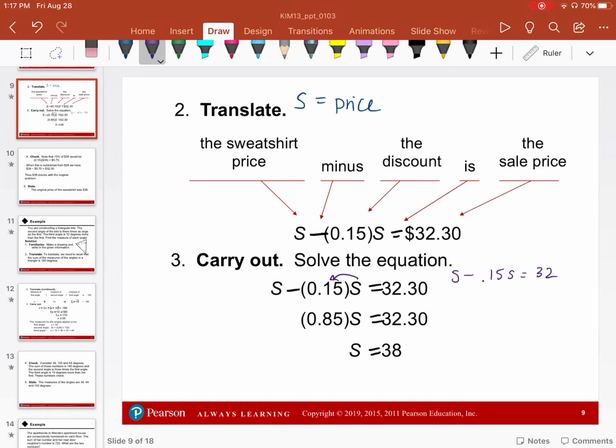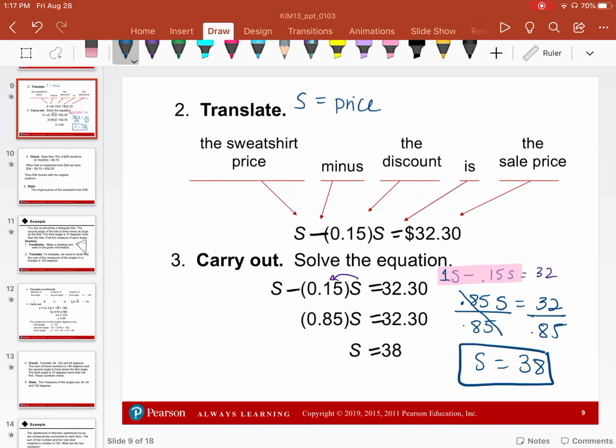Now we combine like terms. We can actually go ahead and subtract these. Think of the first S as a 1. So we have 1S. 1 minus 0.15 gives us 0.85. 0.85S equals 32.30. We divide by 0.85, and we get S is equal to 38. 32.30 divided by 0.85 gives us 38. So that is our sweatshirt price.